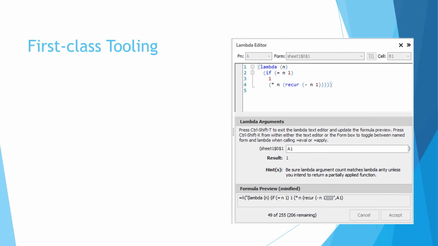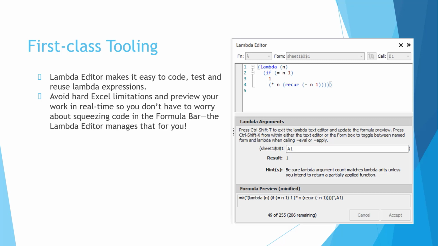Accelerate for Microsoft 365 will always provide first-class tools to make development easier. Take the Lambda editor, for example, which makes it easy to code, test, and reuse Lambda expressions. It helps you to avoid hard Excel limits by keeping track of how many non-whitespace characters you have left, minifying the code for you so you don't have to try to type it all on one line in the formula bar. It also provides syntax highlighting and auto-indenting. Eventually, you can even look forward to proper IntelliSense support as well.